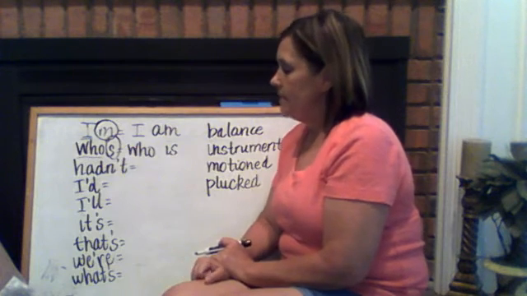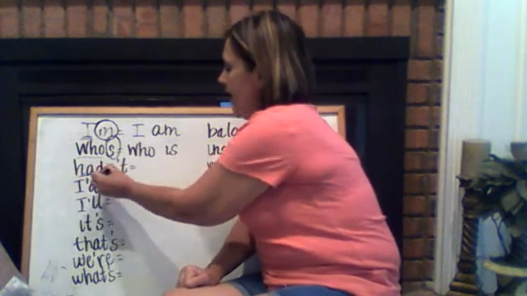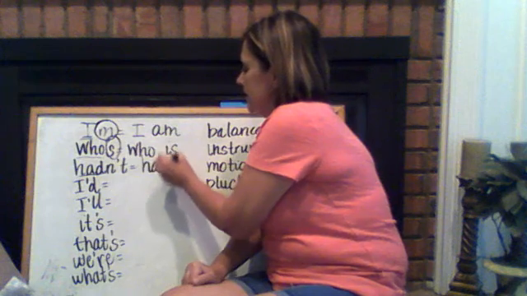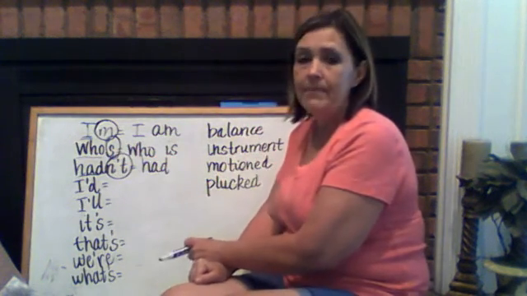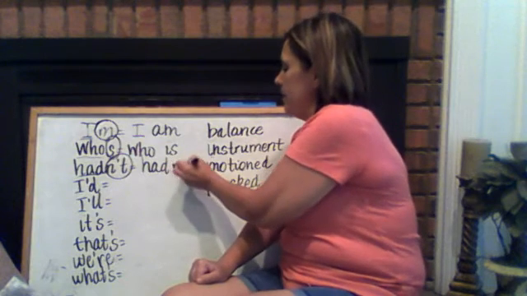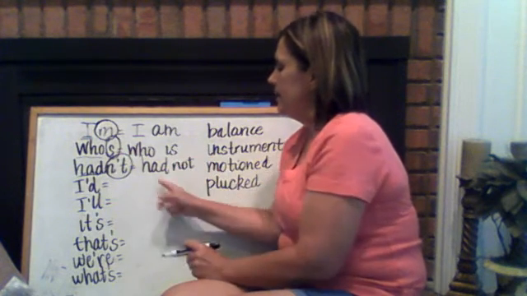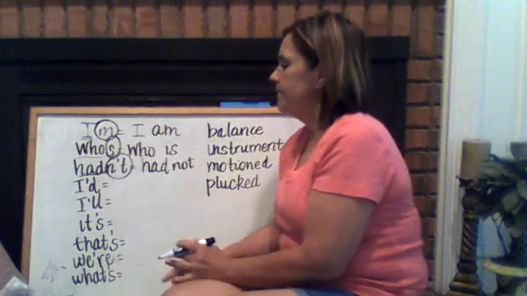Hadn't. I see a base word. That word is had. And that leaves in apostrophe T. Now, what word came from in apostrophe T? The word not. So hadn't means the same thing as had not.